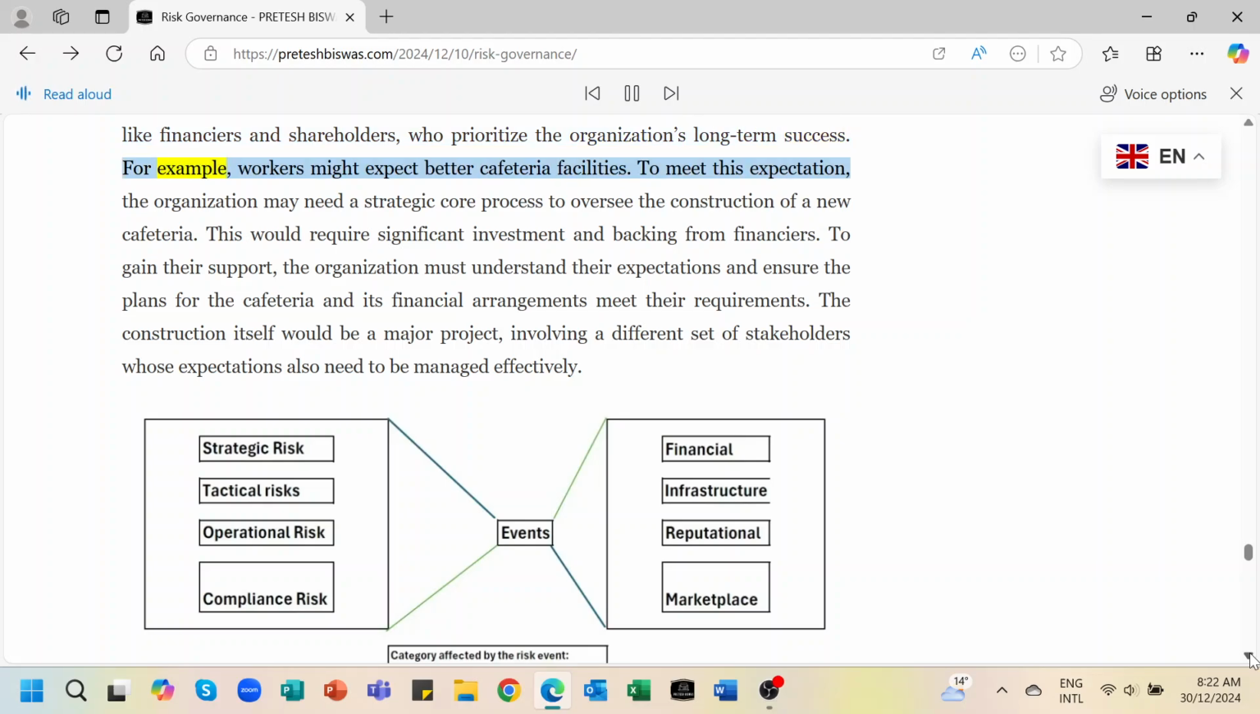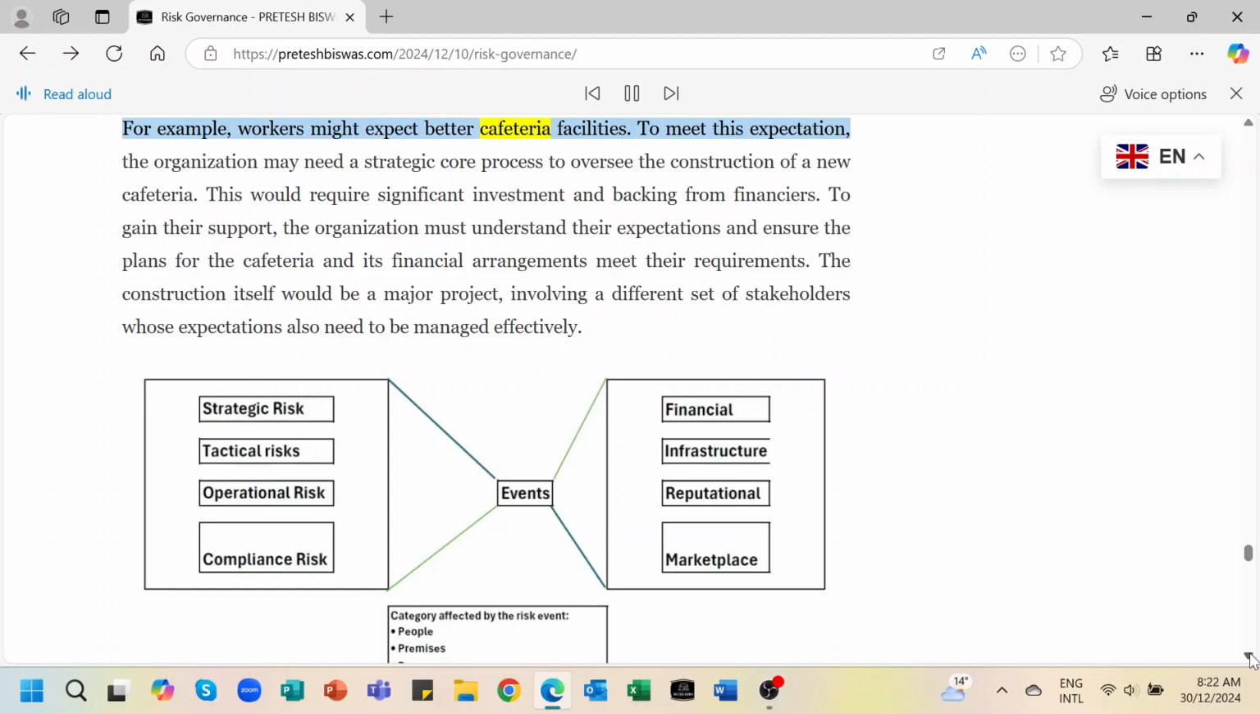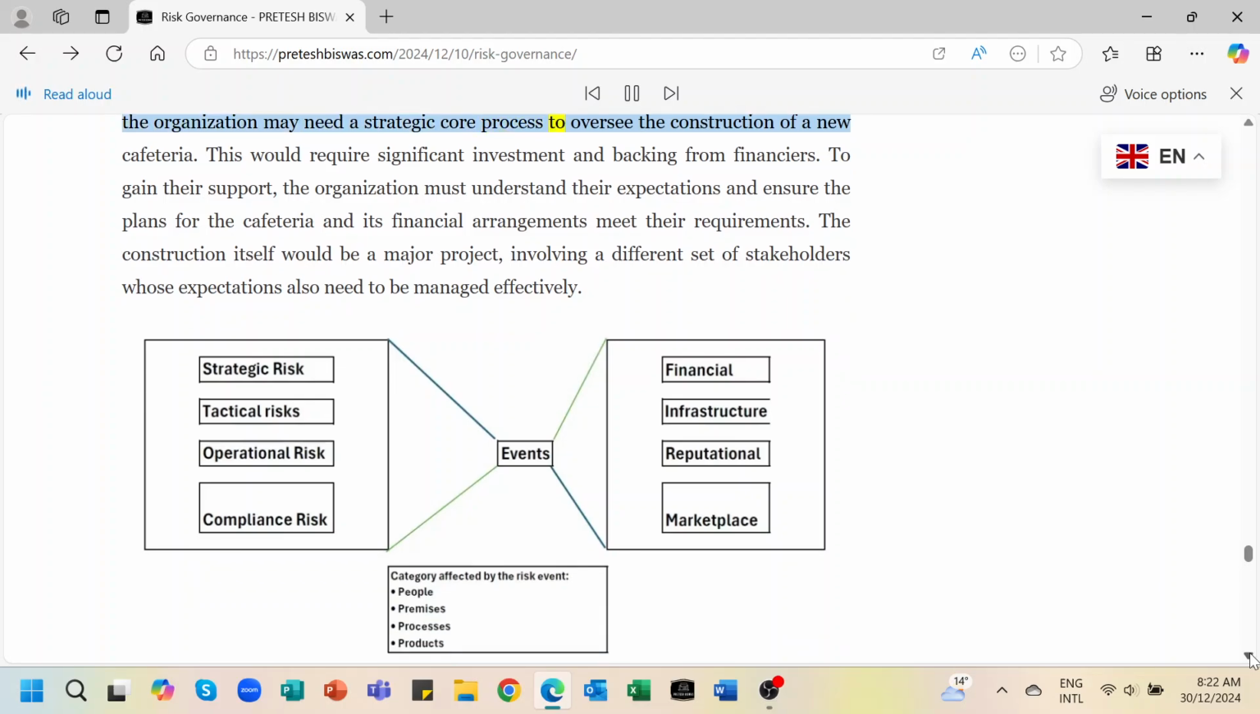For example, workers might expect better cafeteria facilities. To meet this expectation, the organization may need a strategic core process to oversee the construction of a new cafeteria. This would require significant investment and backing from financiers. To gain their support, the organization must understand their expectations and ensure the plans for the cafeteria and its financial arrangements meet their requirements.